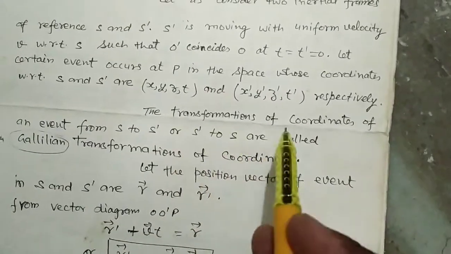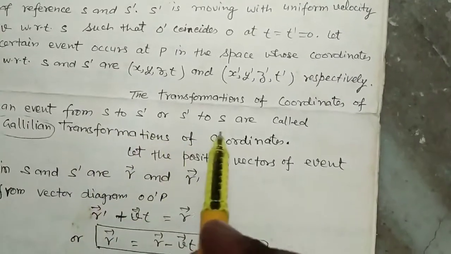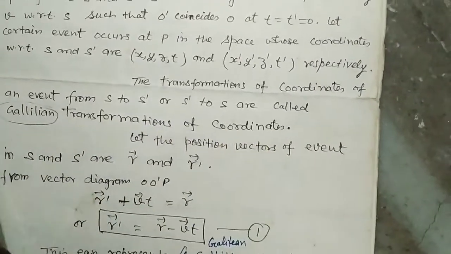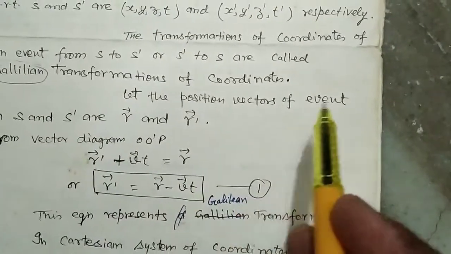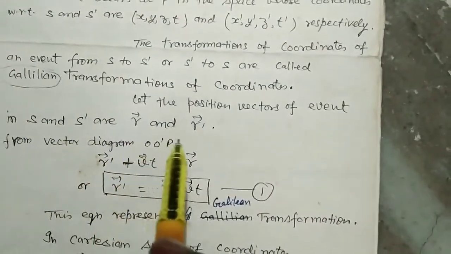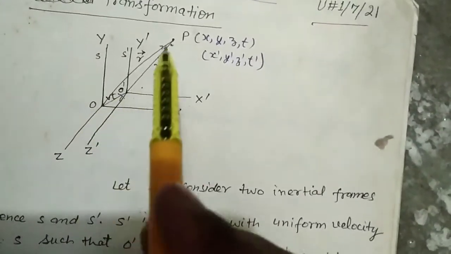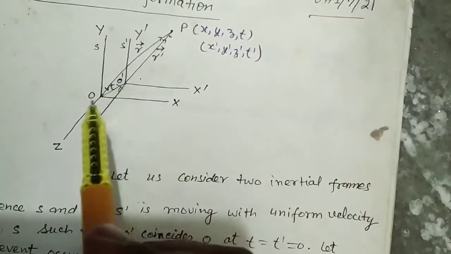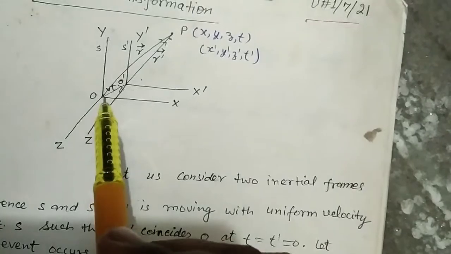The transformations of coordinates of an event from S to S dash or S dash to S are called Galilean transformations of coordinates. Let the position vectors of the event in S and S dash be R vector and R dash vector. From vector diagram O dash P, this distance is Vt, that is the distance traveled by frame S dash with velocity V in time t.